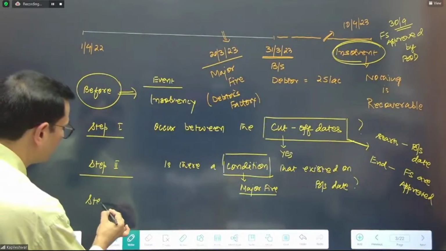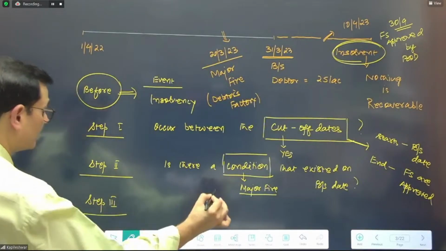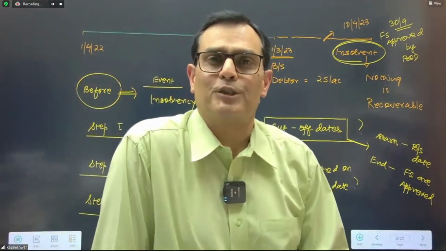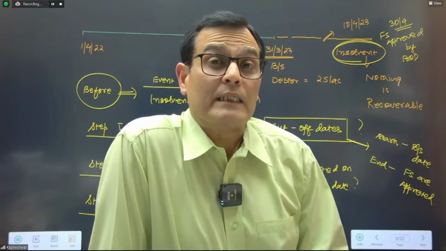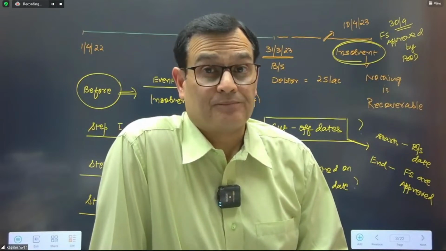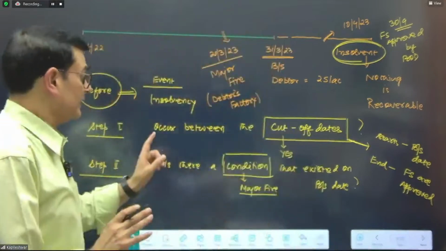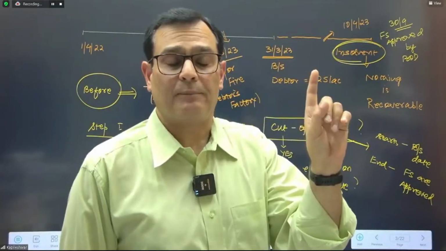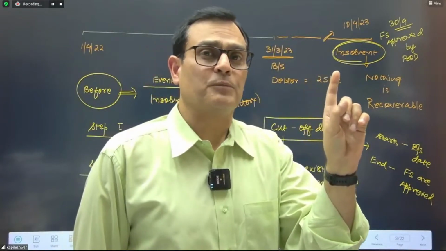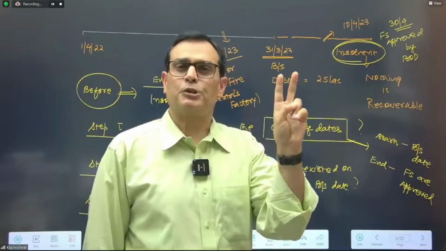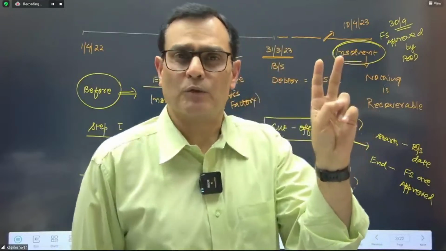Then I go to step number 3. Now you would say, sir, if the condition is not present on the balance sheet date, it is a non-adjusting event. If it is a non-adjusting event, it is only going to be disclosed in the notes to accounts, and that also if it is material in nature. I hope I'm clear. So if you say in step 1 the event doesn't occur between the cut-off dates, the standard is not applicable. If you say it occurs between the cut-off dates, you go to step 2. In step number 2, you say, is the condition present on the balance sheet date? If yes, I go to step 3.